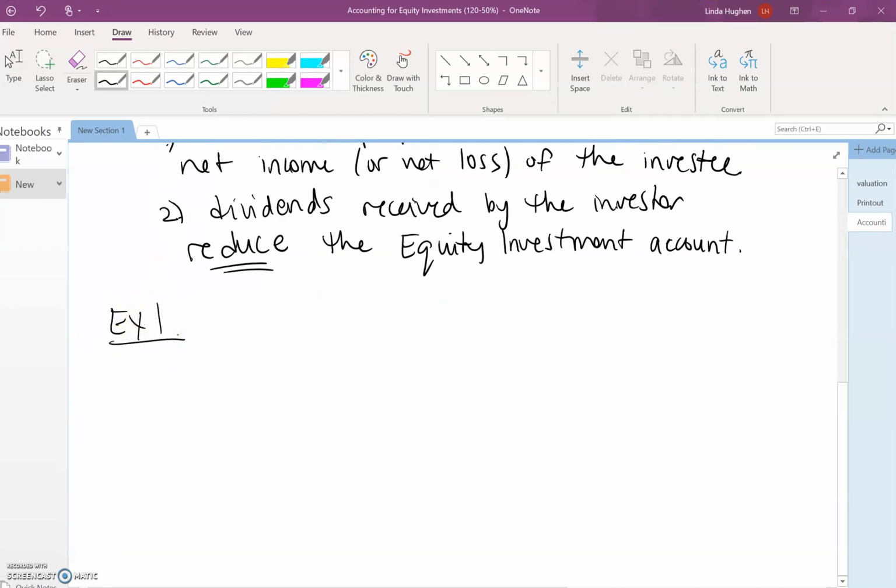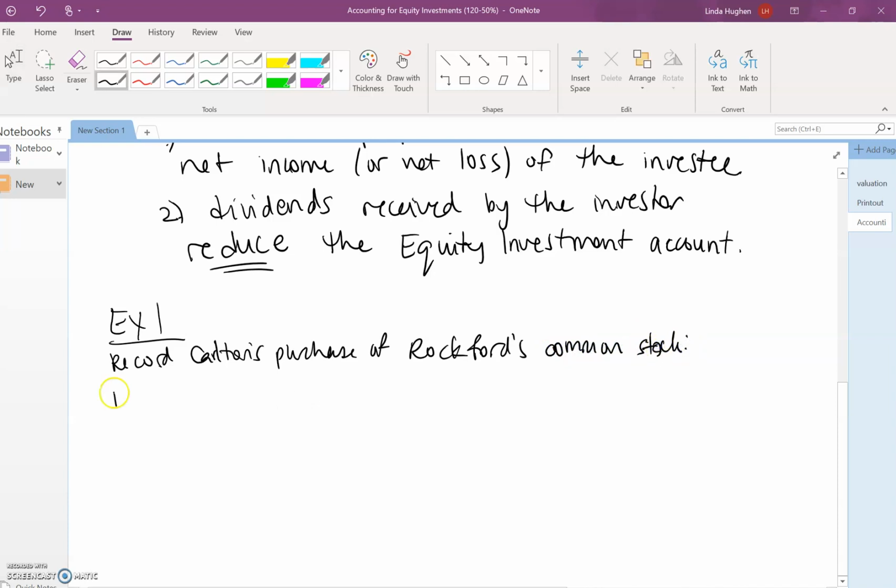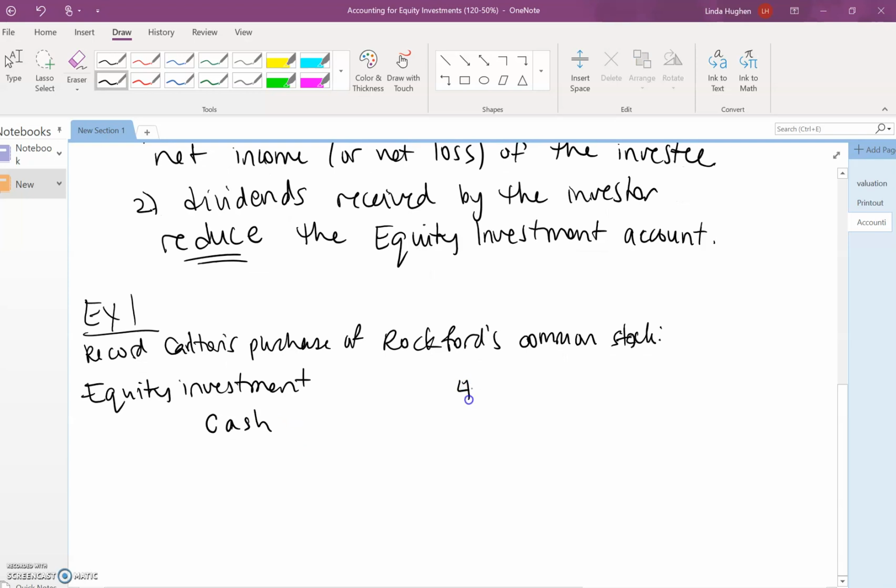Okay, hopefully you have your example written out next to you. The first thing that we want to do is record Carlton's purchase of the common stock. This is easy. Remember, every time we're recording a purchase of an investment, whether it's a debt investment or an equity investment, this is the easy part. We're going to increase the amount of our equity investment by the cost, and we're going to decrease cash, the amount that we spent. So 48,000 shares were purchased at a cost of $10 per share.